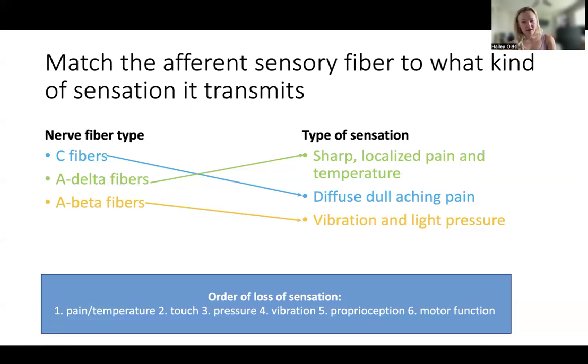So when you are using anesthesia, this is the order that you lose things in. So first pain and temperature, then touch, then pressure, vibration, proprioception, and finally motor function. So that's why when we do procedures, sometimes we'll tell them you might still feel pressure, but you shouldn't feel pain. And that's because we're not giving them enough to get to the level of, you know, vibration loss.